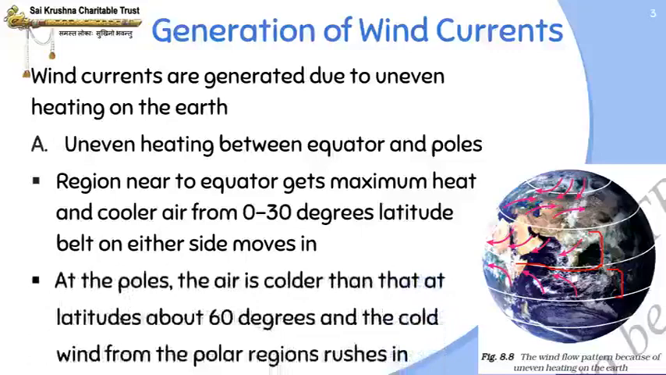Also, we know that the poles are very cold. So the air is colder there than in this region, which is the 60 degree latitude. So the warm air at these latitudes rises up, and the cold wind from the polar region rushes in to take its place. In this way, wind circulation gets set up from the poles to the warmer latitudes. Now these winds do not blow directly from north to south because Earth is rotating.